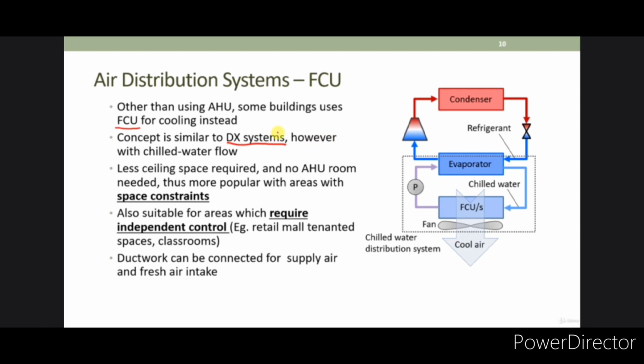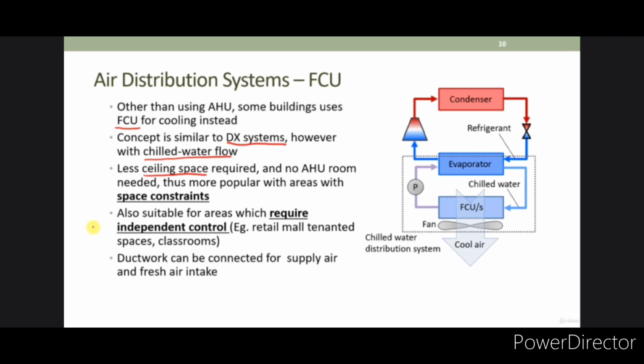Alright, this is actually found at domestic, at our home, which is a direct expansion system with a fan coil unit. With chilled water flow, it's possible to have fan coil unit as well. Alright, so this is very useful for places with limited ceiling spaces. As we know, air duct actually occupy a lot of ceiling space. If you don't have such luxury for having supply air duct, return air duct, then you may need to have fan coil unit, because it will take up much lesser ceiling space.